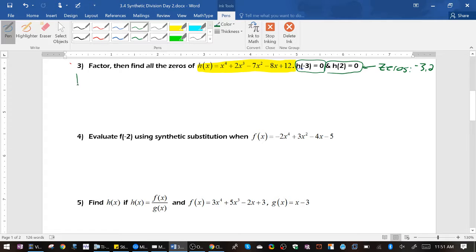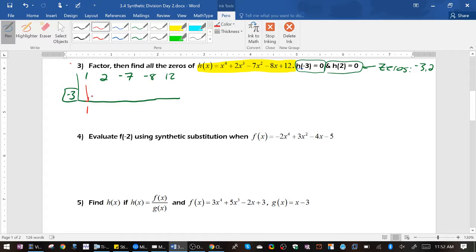So it doesn't matter which one you use first. I'll probably go with negative 3 first because they gave me that information. We put our coefficients up top: 1, 2, negative 7, negative 8, and 12. And we start doing our synthetic division.